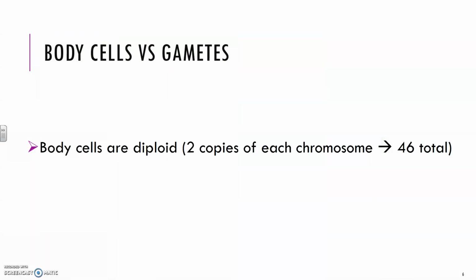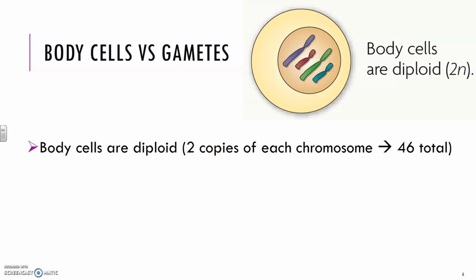So body cells are known as diploid cells. They have 2 copies of each chromosome, and they have 46 total. Okay, so here you can see the purple and the green are the same size, so those are your homologous chromosomes. So you have 2 copies of, we'll call it chromosome 1, and then your red and your bluish teal ones are the same size, so we'll call those chromosome 2. So they have 2 copies of those chromosomes. These are diploid cells. They are generally shortened as 2N, so 2 copies of each chromosome being represented by N.